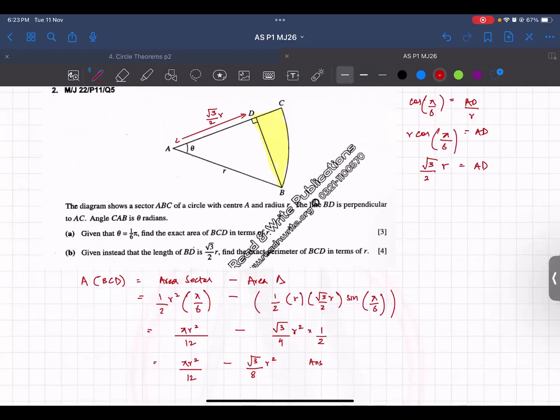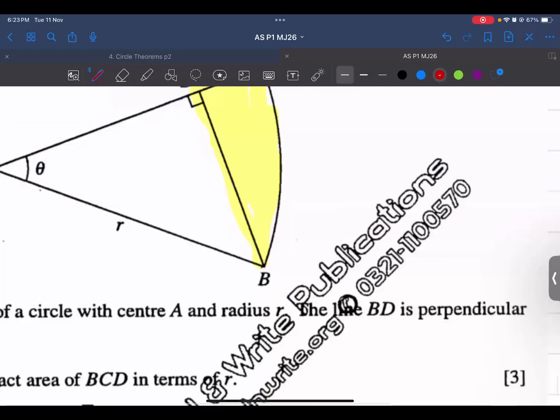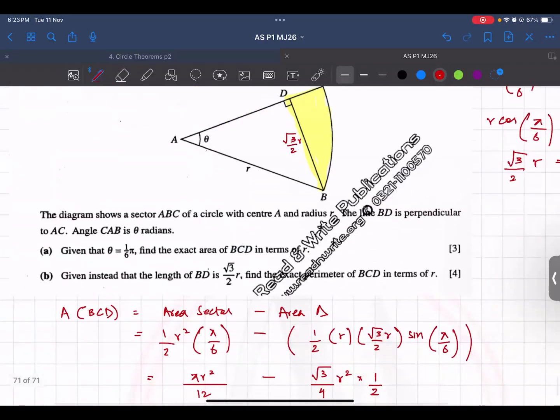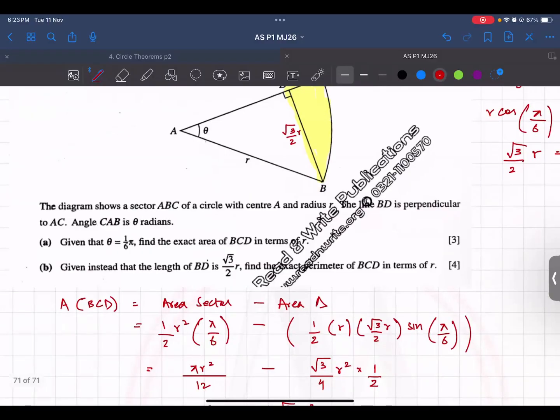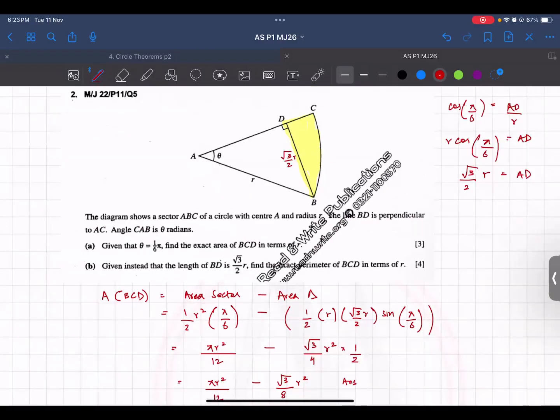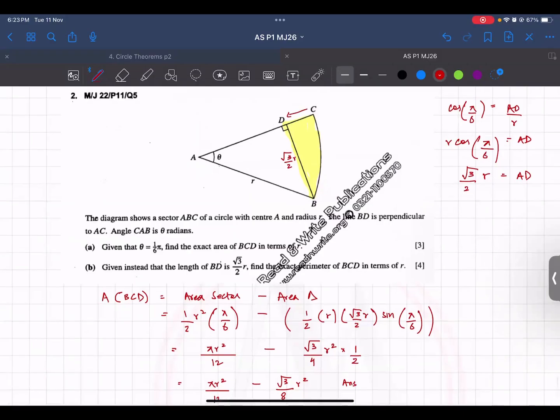Then, second part. Given that the length of BD is root 3 by 2R. So this is root 3 by 2R. Find the exact perimeter of BCD in terms of R. Perimeter of BCD. We need to find this thing and we need to find the arc length, right?